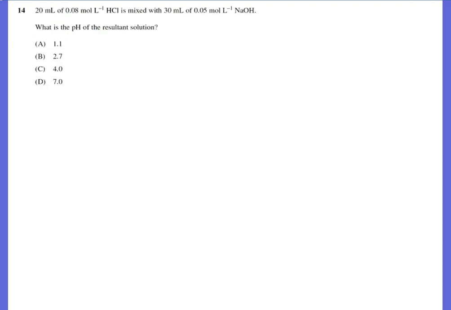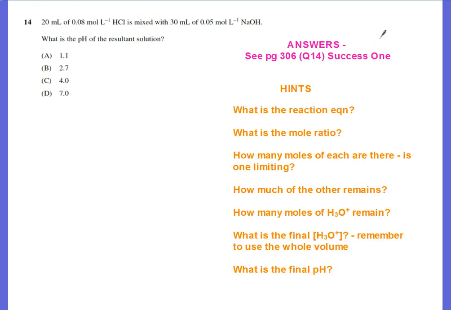Lastly, or not lastly, this is a tricky question. This is a common appearing multiple choice question now. Have a go. You can pause it, have a go. If you get stuck or want to check the answers, press play. Alright, the answers are on page 306. It's question 14 of Success 1.